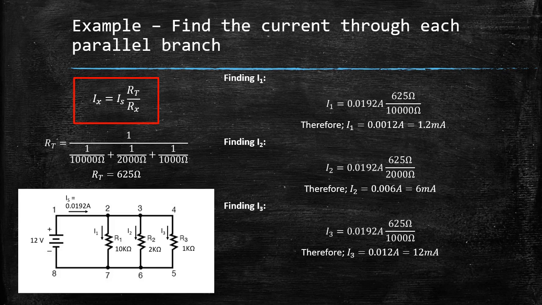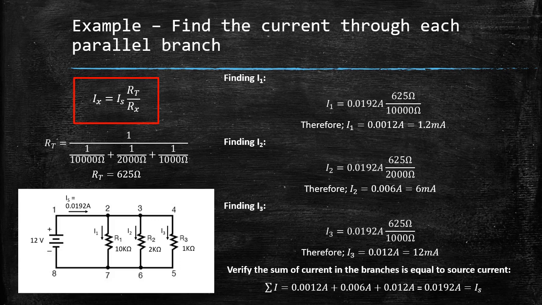As a final step, the answers can be verified by ensuring the sum of the current in the branches is equal to that of the source current. As we can see, the sum of the current in the branches is equal to 0.0192 amps, equal to the source current.